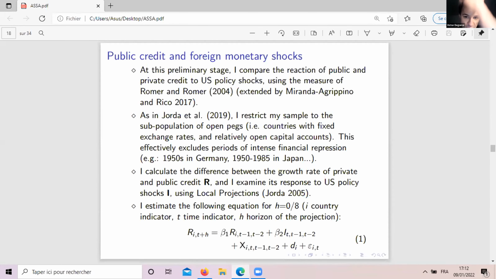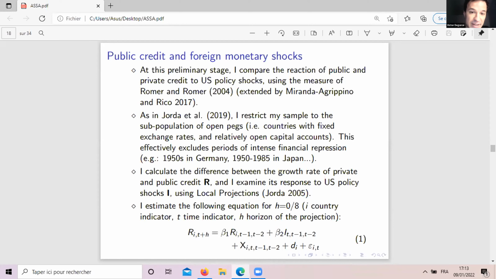I'm using local projections, and there's really nothing new about equation one. I just replicate the equation used by Jordà et al., for example. The only new thing is that I calculate the difference between the growth rate of private and public credit, which is my response variable here. Again, it's the difference between the growth rate of private and public credit, and I examine its response to the US policy shock. The specification includes lags of every variable, including the response variable, and I examine the response for up to 8 quarters after the shock.